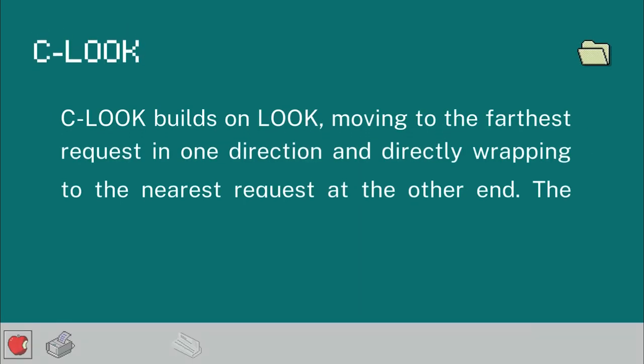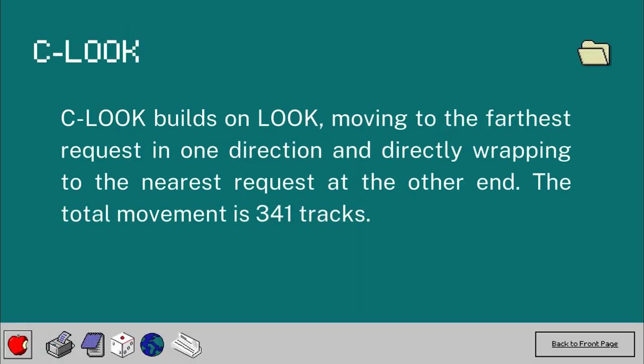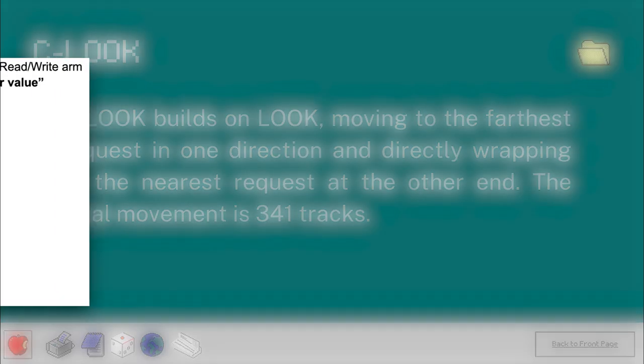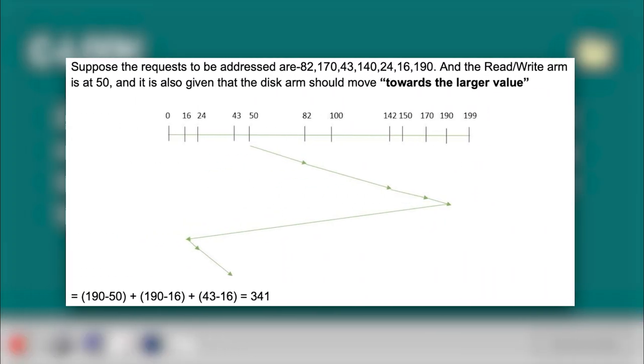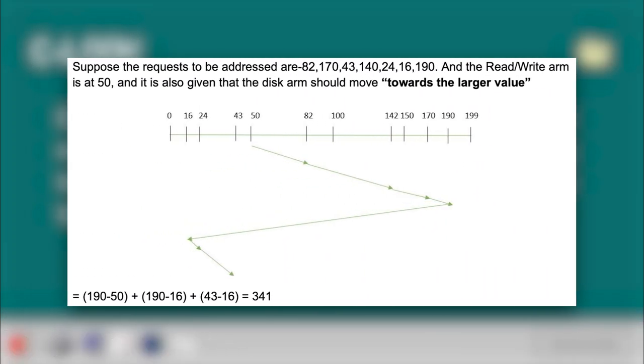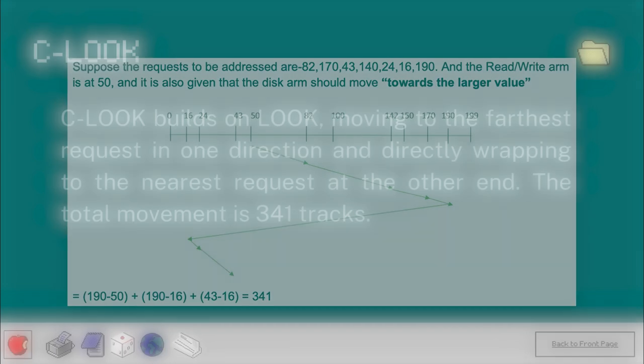Circular look or C-look builds on look, moving to the farthest request in one direction and directly wrapping to the nearest request at the other end. The total movement is 341 tracks. The advantages are the better performance that it has than look and reduced wait times for recently visited requests.